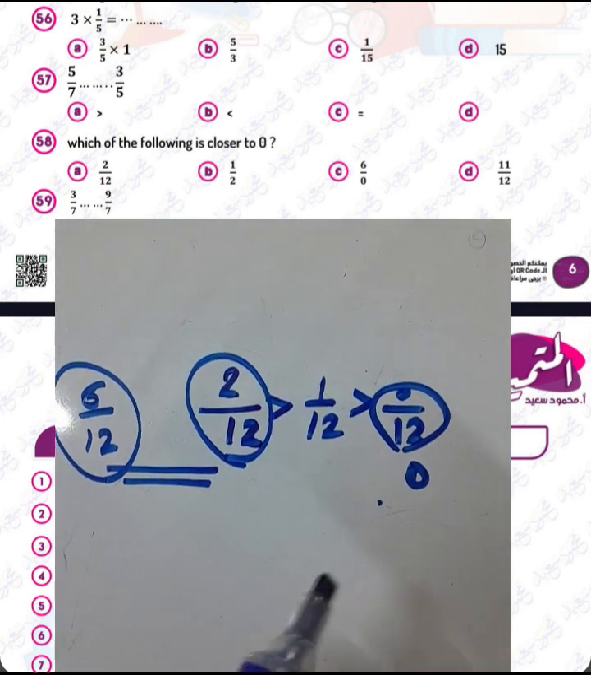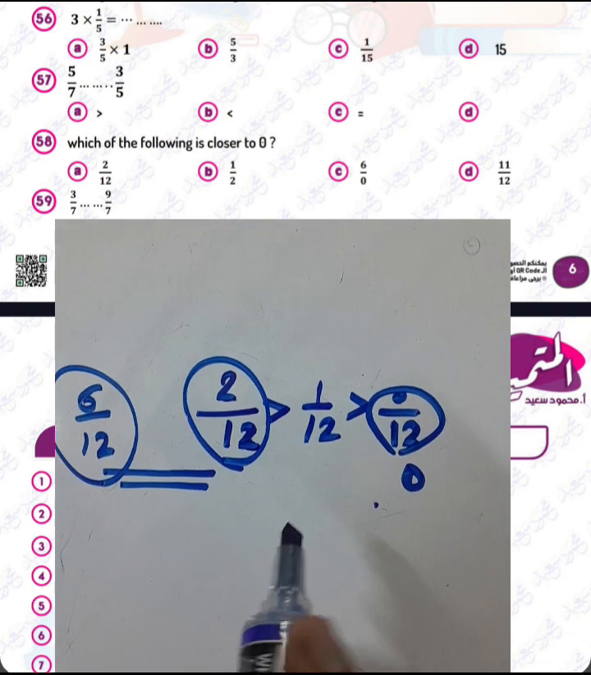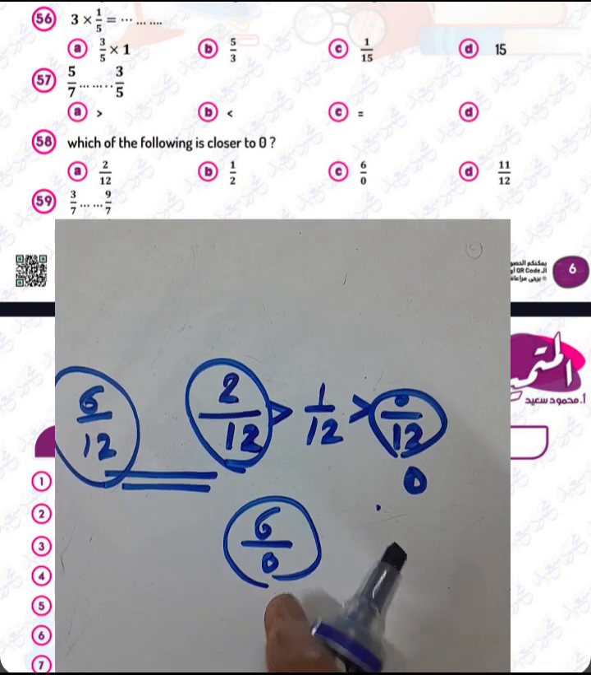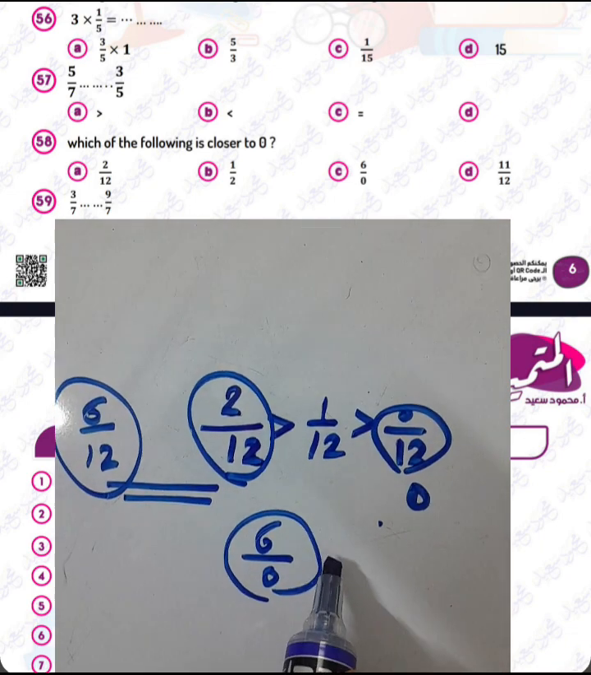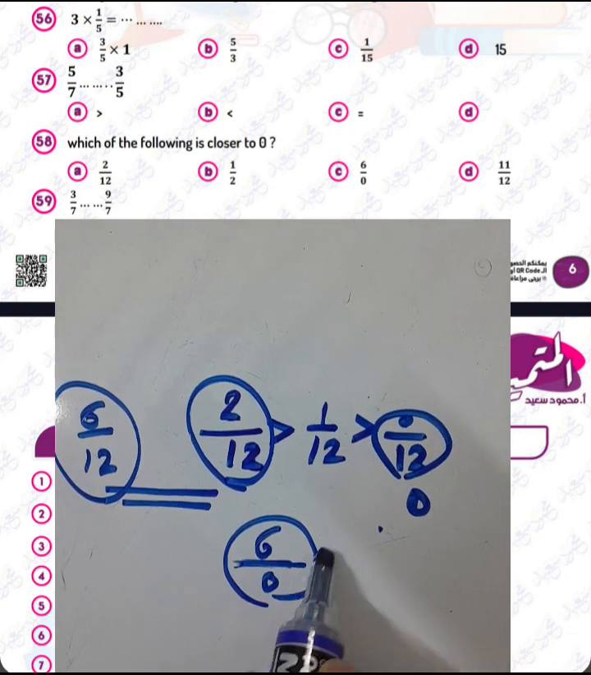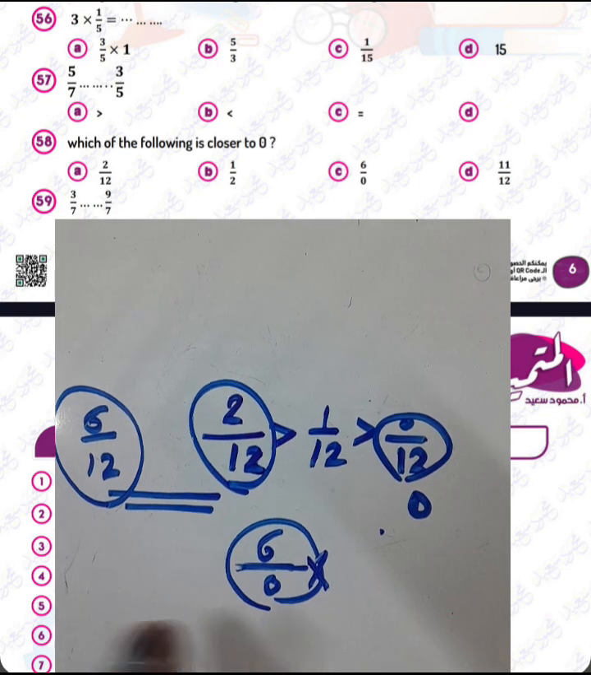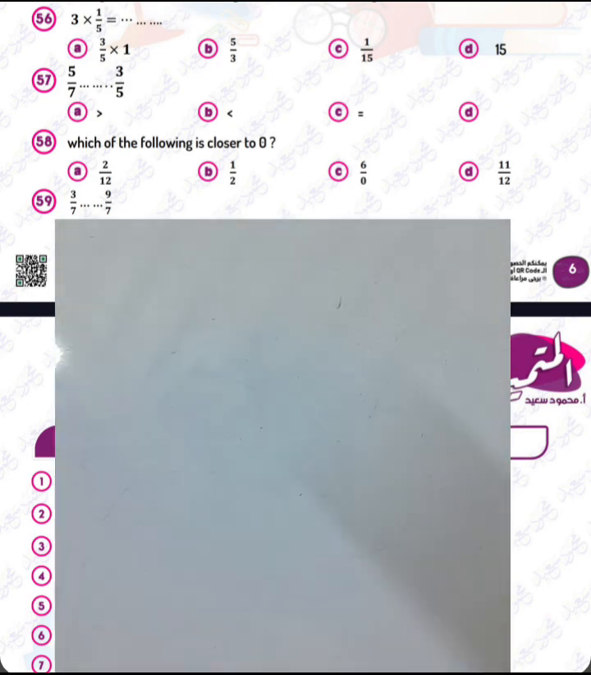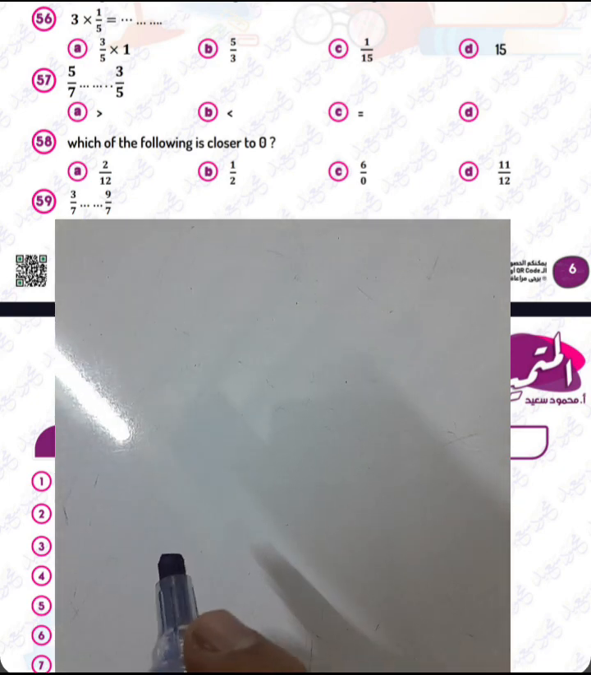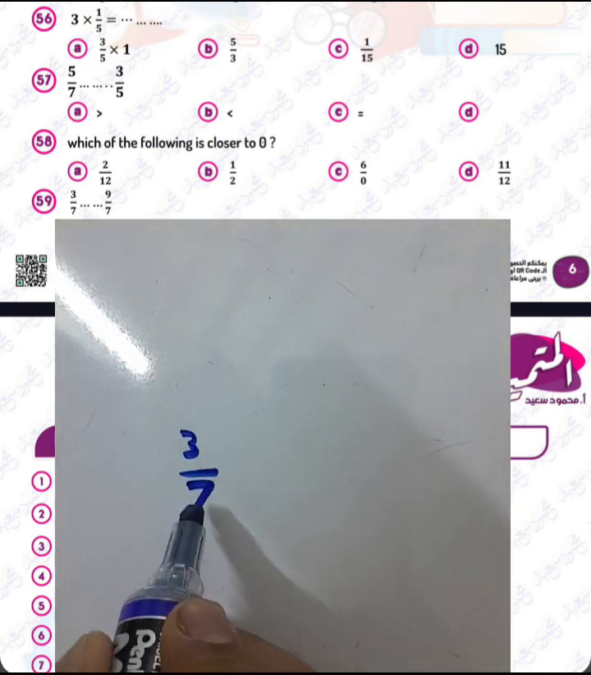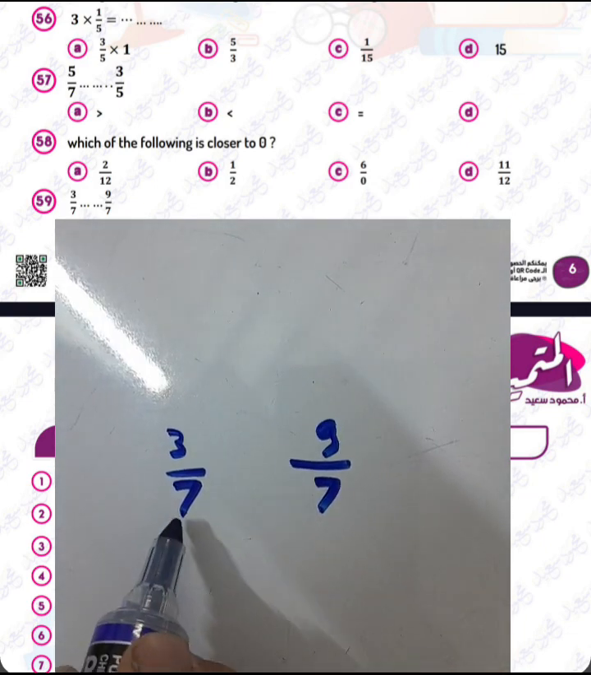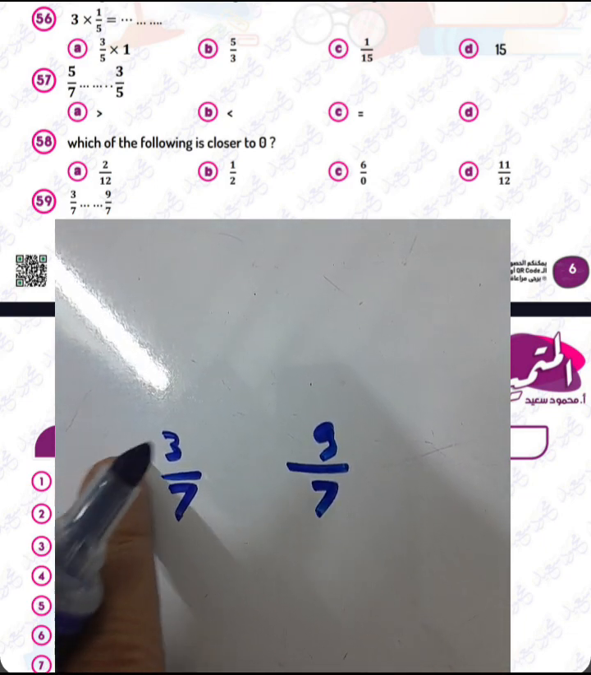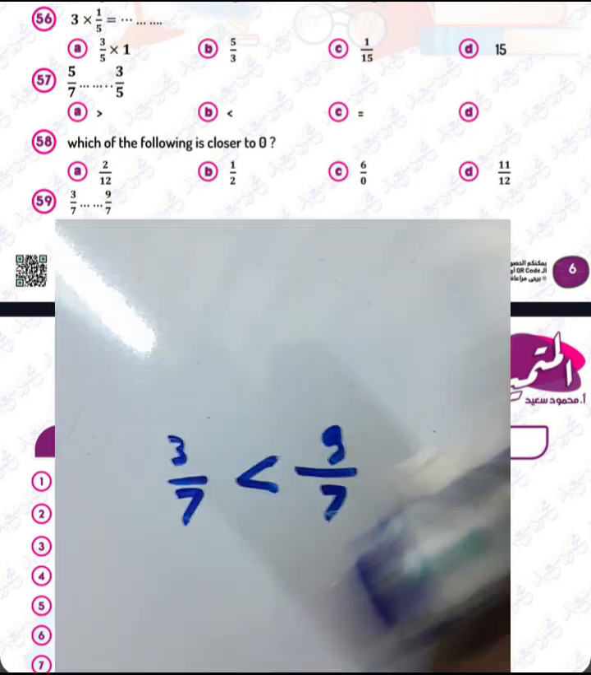Okay. And what about 6 over 0, undefined? Can any number be divided by 0? No, we can't find this number. It's undefined. Okay, 6 over 0 is undefined. Next question. 3 over 7 or 9 over 7. We have like denominators. 3 is less than 9. Okay.